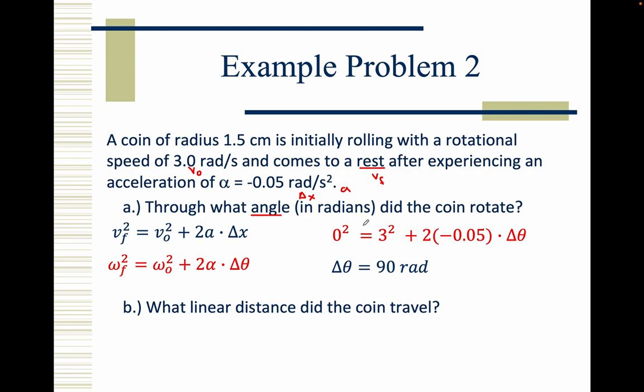Through what linear distance did the coin travel? That one's a little trickier. We're going to go back to the definition of radians. Or you could use S equals theta r that we had a few slides ago. And just plug in our numbers and find out that the arc length the coin would go through, or the distance it's going to travel, is 1.35 meters.